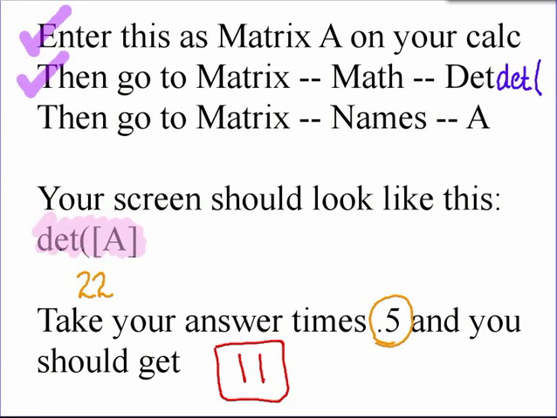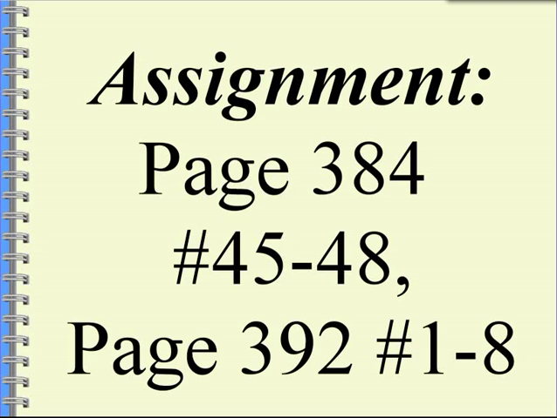All right, so you have 2 parts to your assignment. Your first part of your assignment is on page 384, number 45 through 48. And then you have a second part to your assignment, which is page 392, 1 through 8. Both of those are due as one assignment tomorrow. So make sure you get those done. Page 384, 45 through 48, and page 392, 1 through 8.